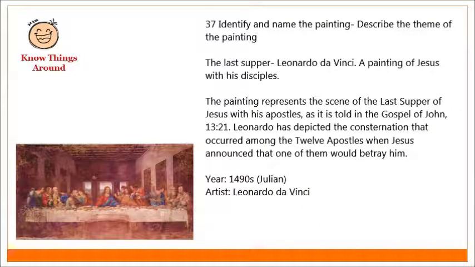Identify and name the painting. Describe the theme of this painting. The Last Supper, Leonardo da Vinci, a painting of Jesus with his disciples. The painting represents the scene of the Last Supper of Jesus with his apostles, and it is told in the Gospel of John. Leonardo has depicted the consternation that occurred among the 12 apostles when Jesus announced that one of them would betray him. Year 1490, artist Leonardo da Vinci.